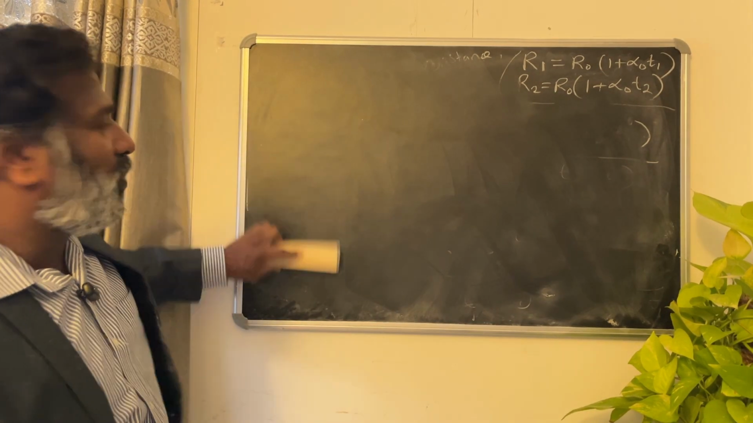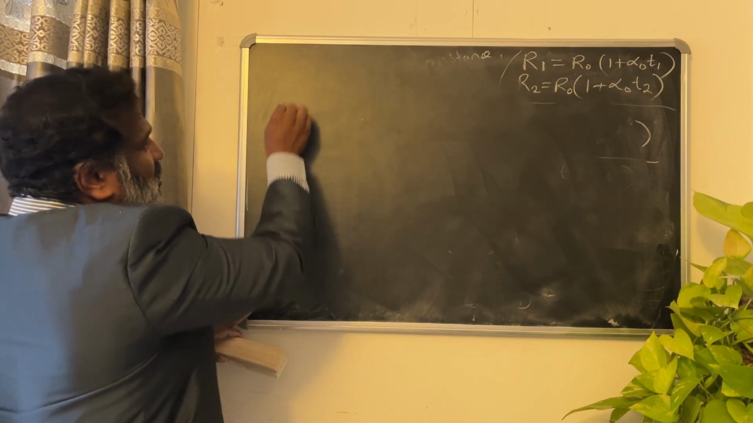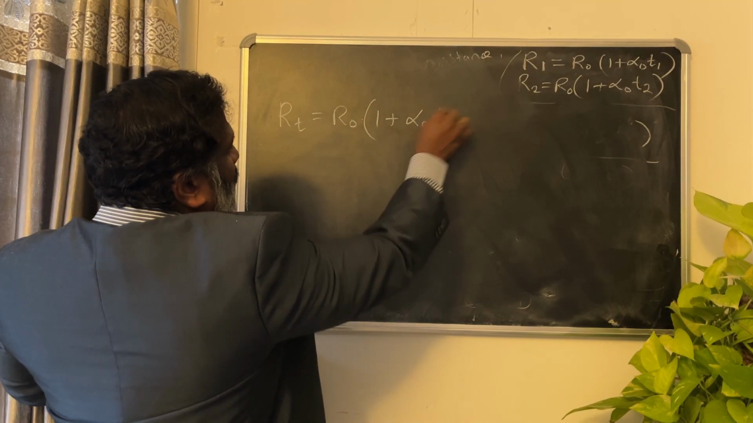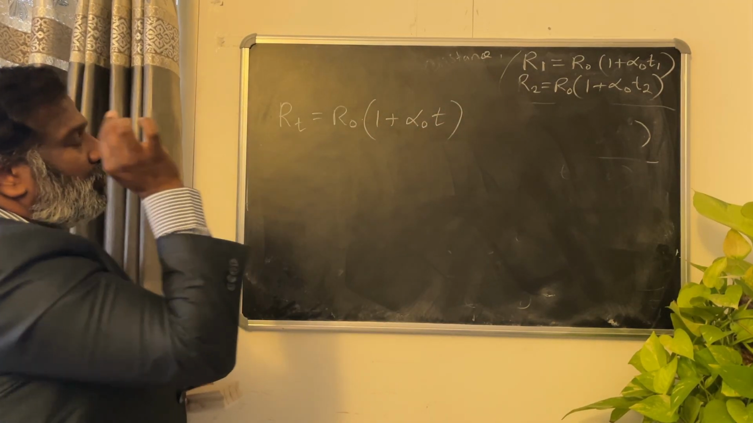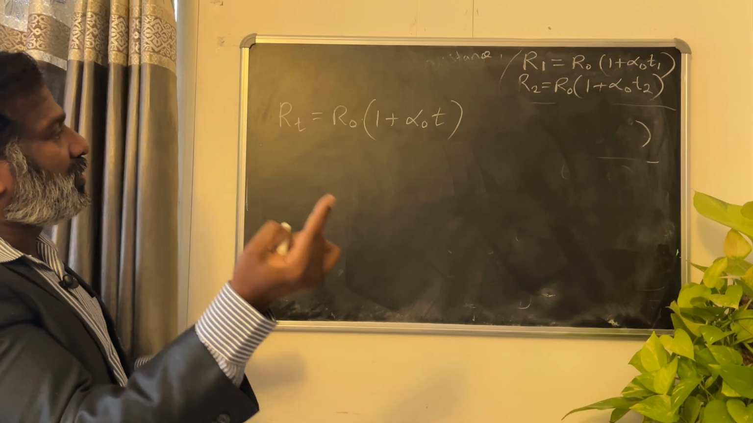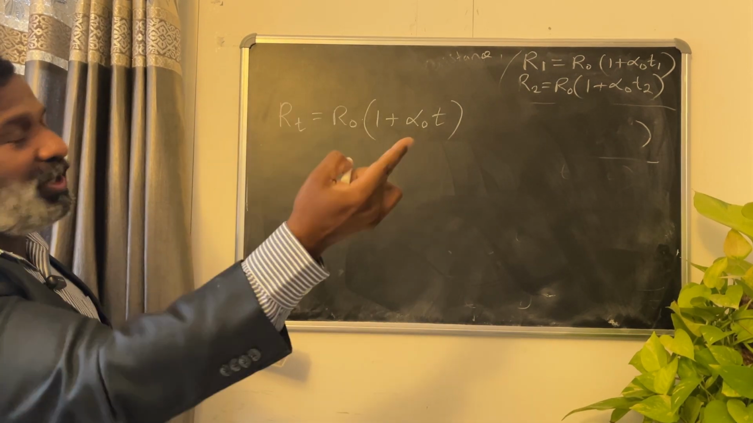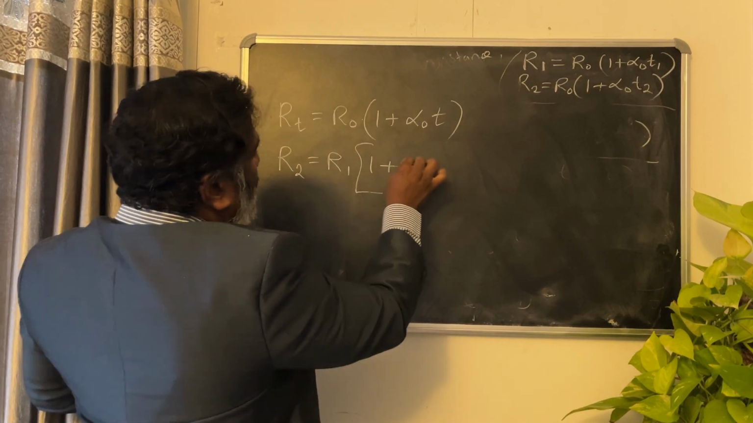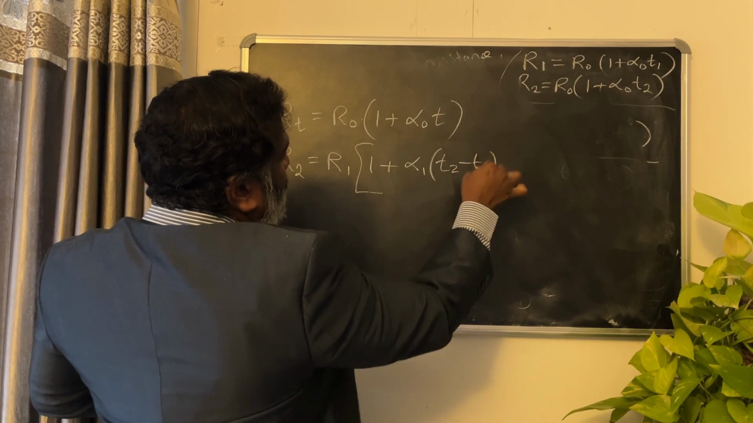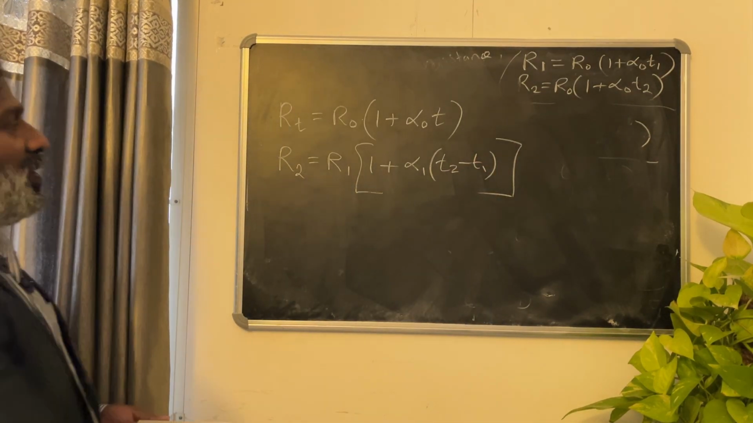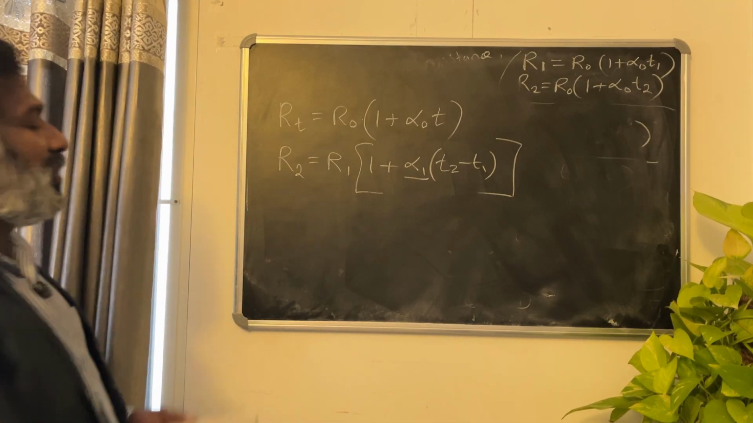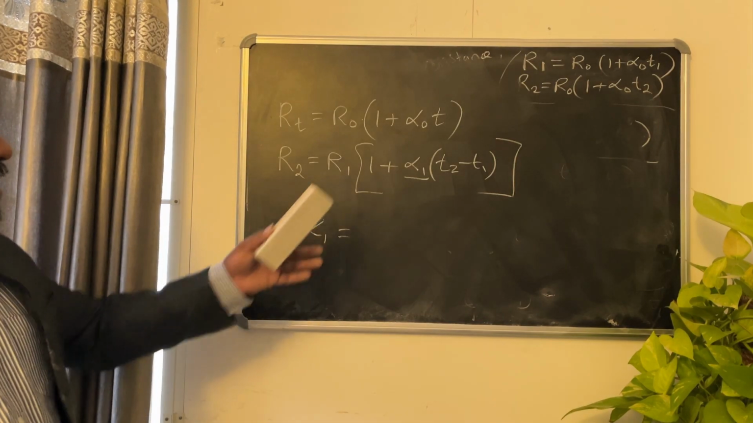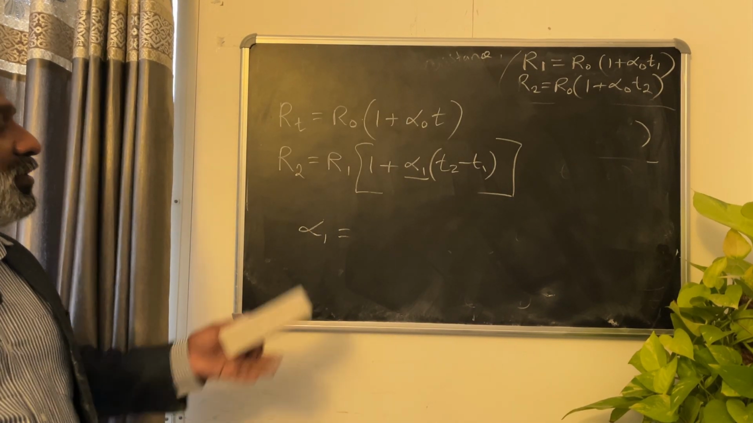If you know the resistance at 0 degree, we can calculate resistance at any value using the formula R_T equal to R_0 into (1 plus alpha_0 into T). If you know resistance at any temperature T1, and if you are asked to calculate resistance at temperature T2, we have the formula R2 equal to R1 into (1 plus alpha_1 into (T2 minus T1)). Then if alpha_1 is not known, we can calculate alpha_1 using the formula which we have derived. Clear? Alpha_0 divided by (1 plus alpha_0 into temperature T1).